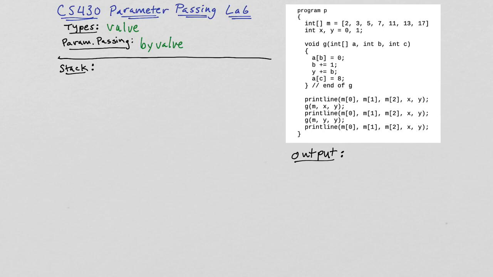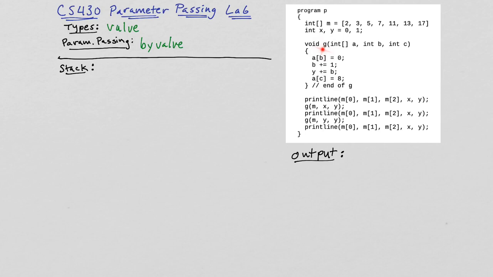Okay, so the first one, our types are all going to be value types, as you see right here, and the parameter passing mode is going to be by value. So all types being value types means that this array M will be stored in the stack frame, and because we're passing by value, when this program P calls G on these two lines, passing M into A means that A is going to be a completely new copy of the array M in G's stack frame. So those are the things to watch out for here.